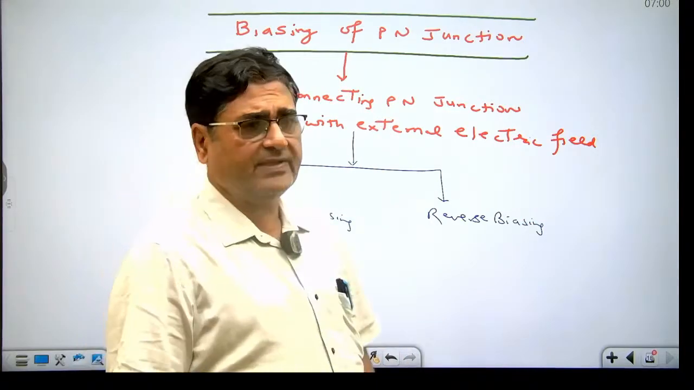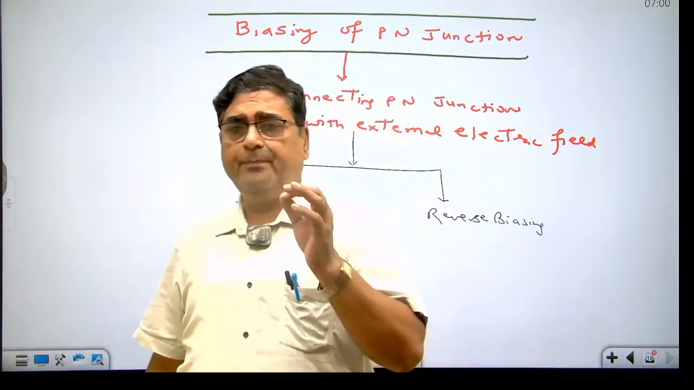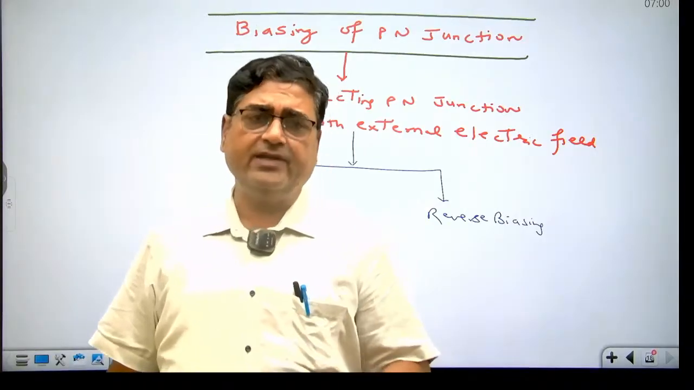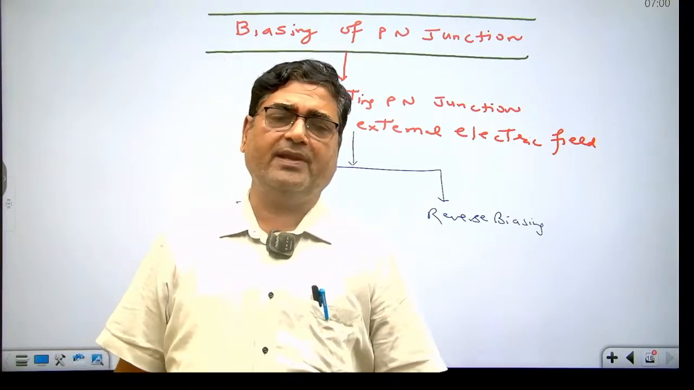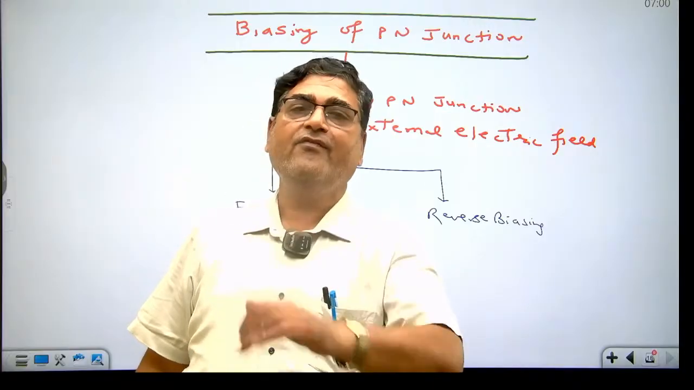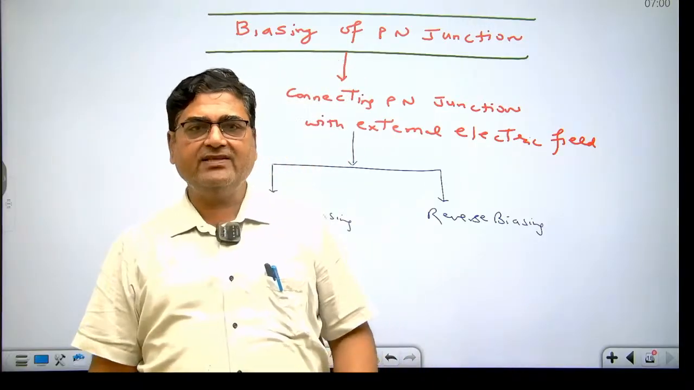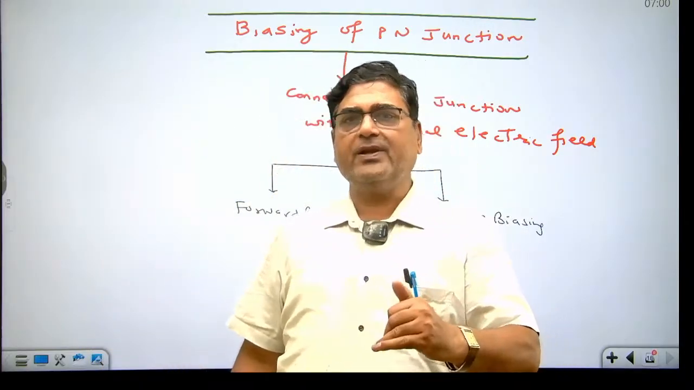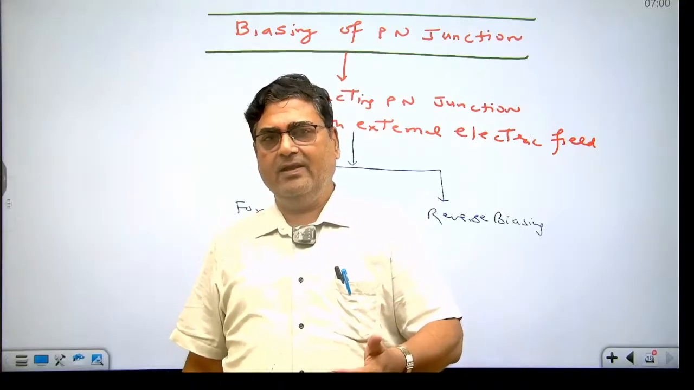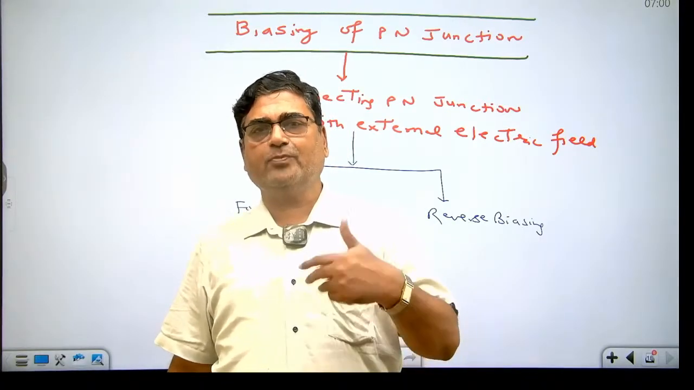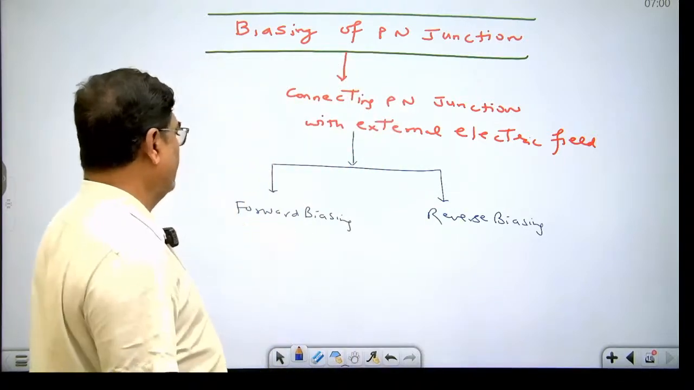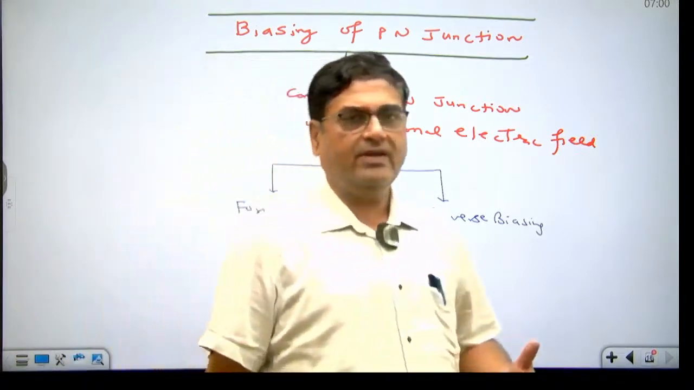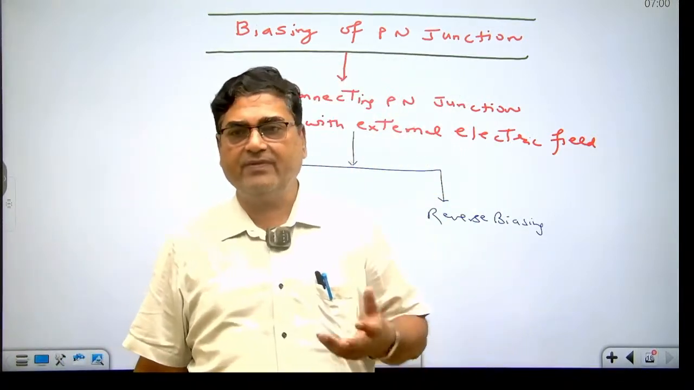In case of forward biasing, when the P part of a crystal is connected to the positive terminal of the battery and the N part is connected to the negative terminal of the battery, then PN junction is said to be in forward bias. Okay. And what is reverse biasing? When the P part of a crystal is connected to the negative terminal and the N part is connected to the positive terminal of the battery, then PN junction is said to be in reverse bias. Okay. Now, dear students, we will see the effect of forward biasing and the effect of reverse biasing.